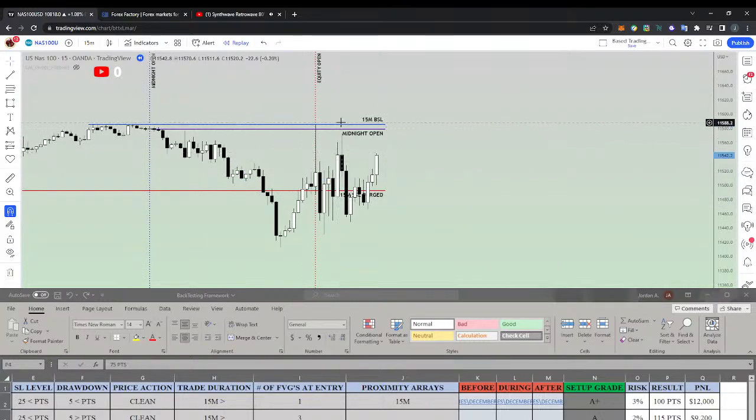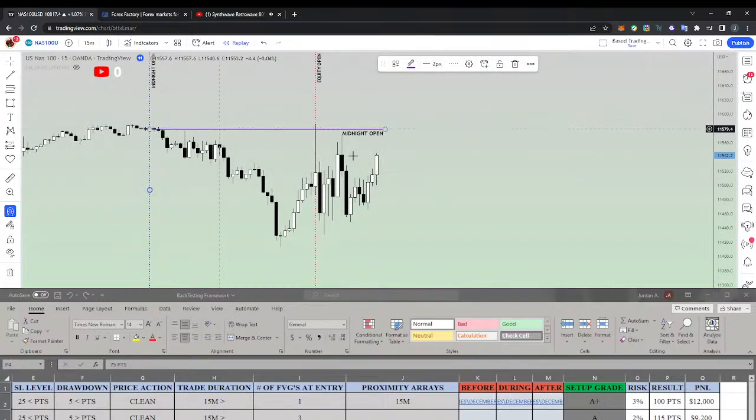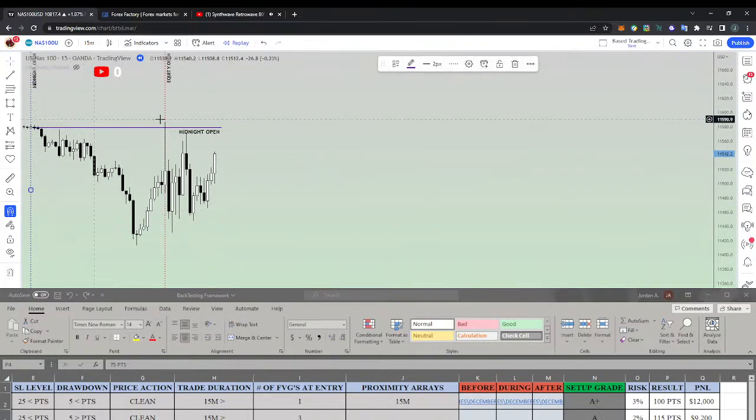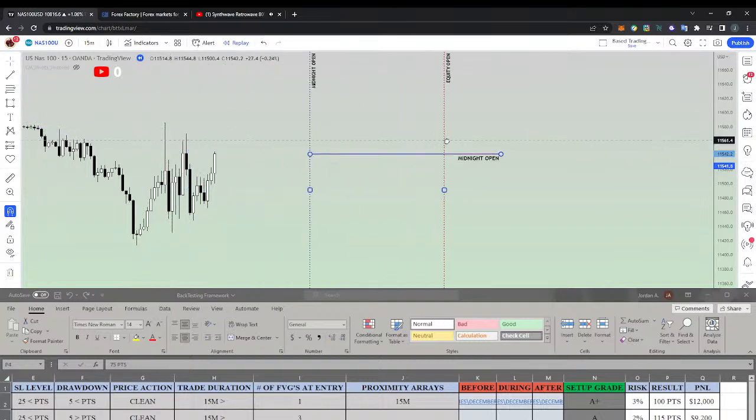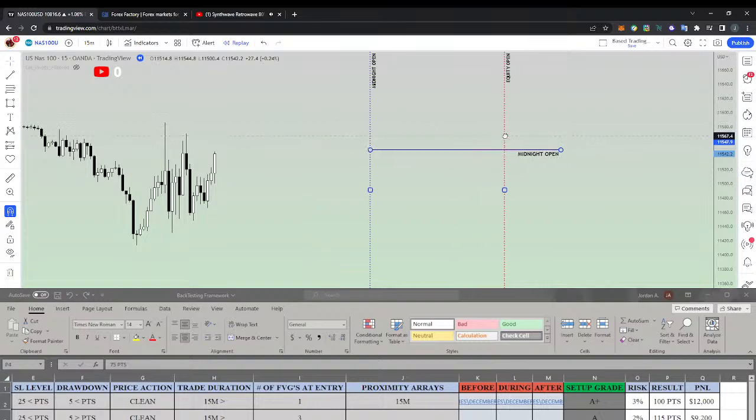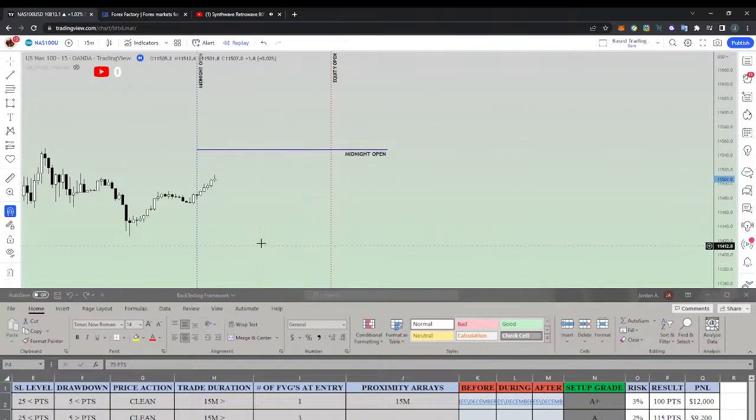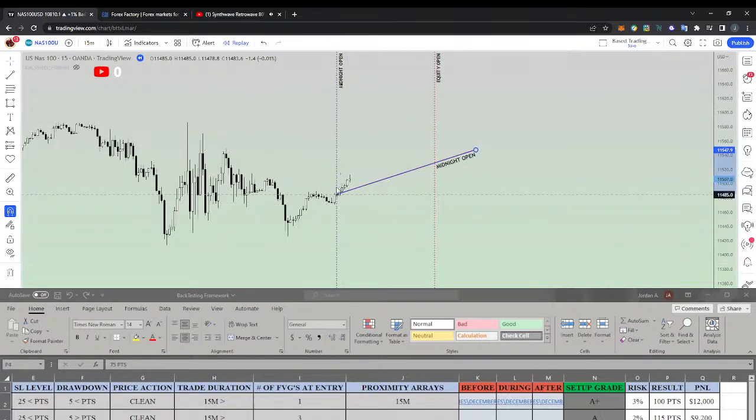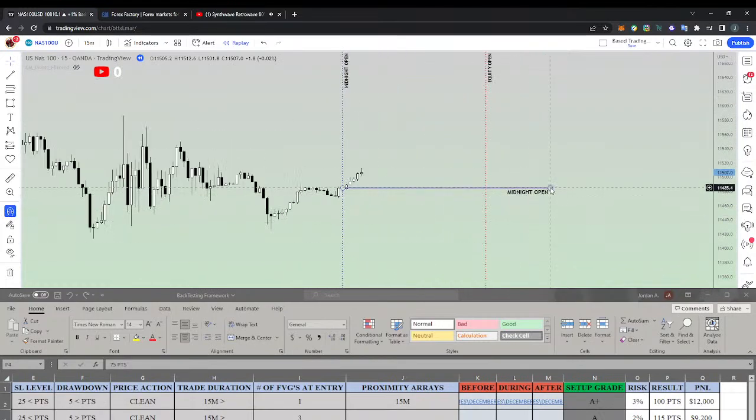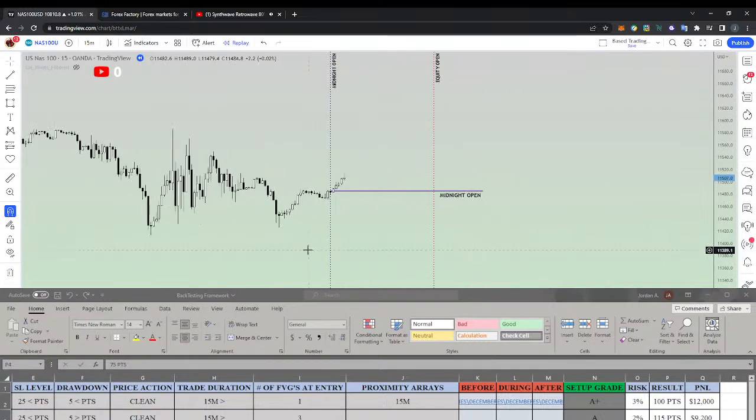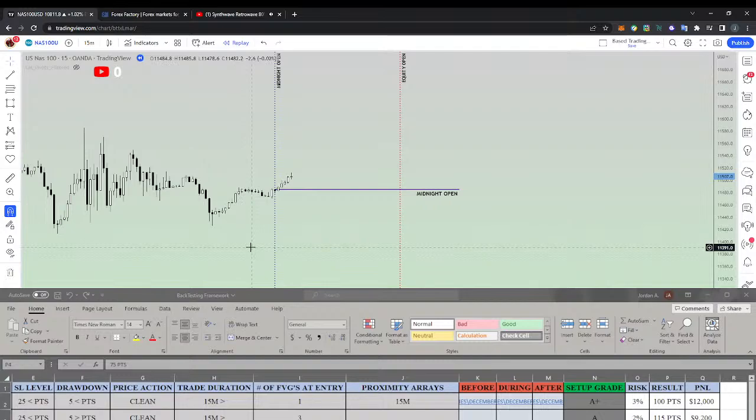So let's just get rid of all this stuff here, and we will slide on over to the next day. Okay, so we're going to play out London and see what happens.